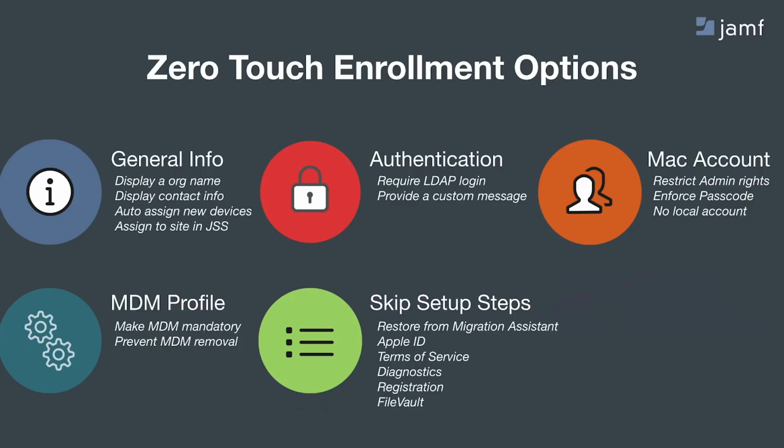Now, I mentioned some options. You have some options as far as what you'd like to control during that enrollment process. And here are the different categories and settings that you can do. So you can display your organization's information. You can put in your contact information there. So if you'd like them to reach out to IT, you can populate it with your information there. You can automatically assign new devices. So anything that you order can just be automatically linked to your account. And then you can even assign them to different sites inside of the Jamf Pro server there.